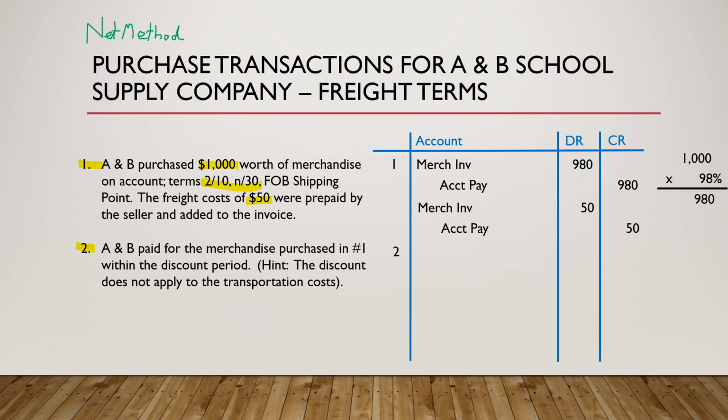Transaction 2. A and B paid for the merchandise purchased in number 1 within the discount period. To pay off an account payable, debit accounts payable and credit cash. Draw a T account to calculate the amount owed of $1,030.